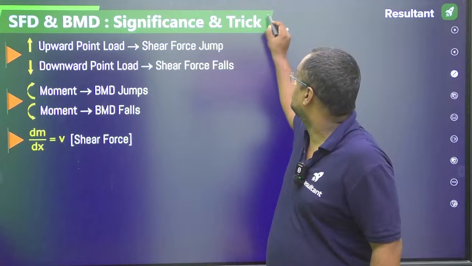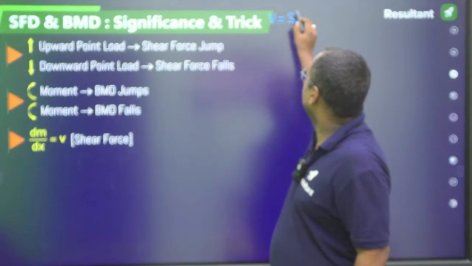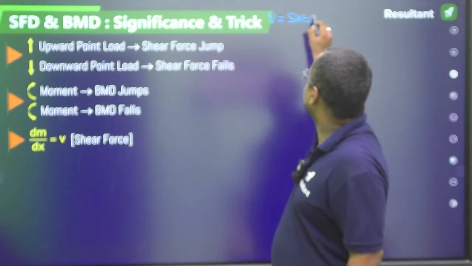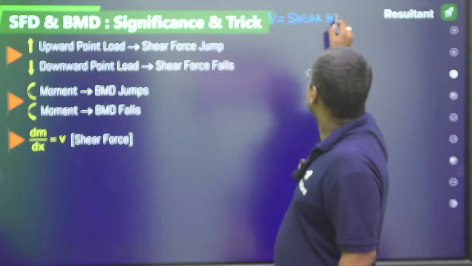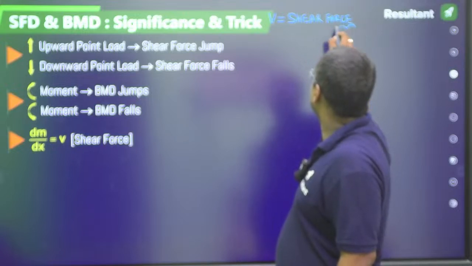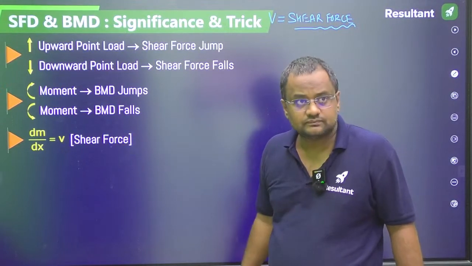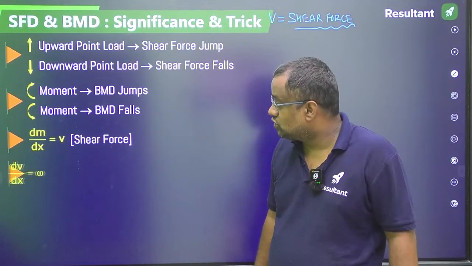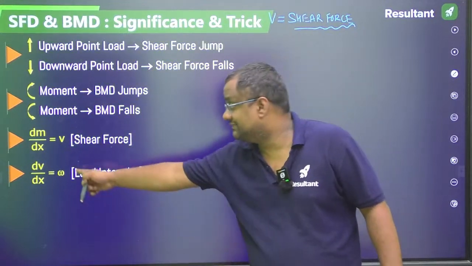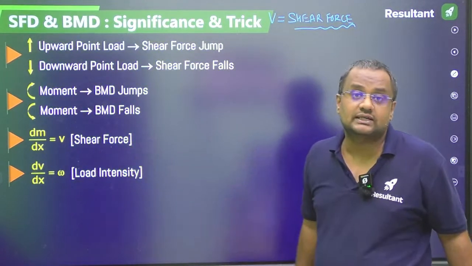I will represent shear force as V. So the slope of bending moment is shear force, and the slope of the shear force diagram, dV by dx, is load intensity.